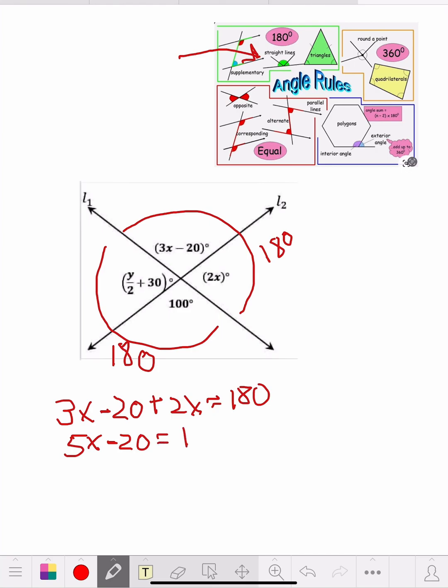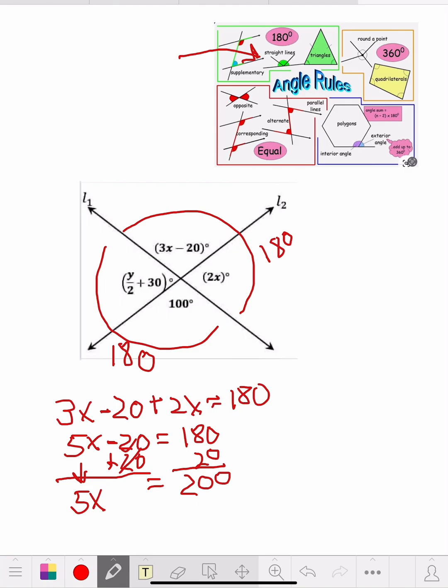Now we got to get rid of the minus 20. So let's add 20 to this side, and we add 20 to this side. And remember, what we do to one side, we got to do to the other side. So these two cross out. The 5x comes down, so we get 5x. Let me draw a little line here. Now this is 200. That's easy. Put the equal sign down.